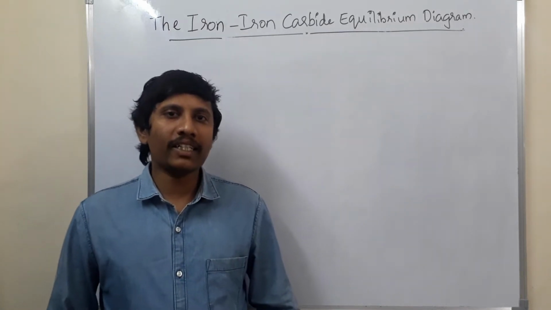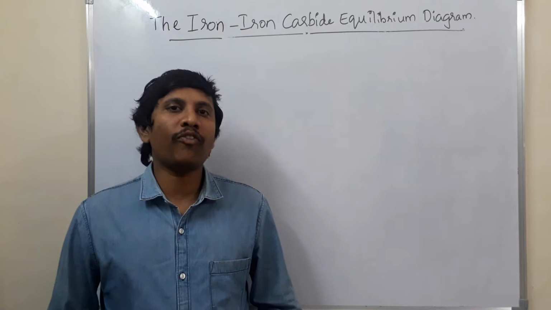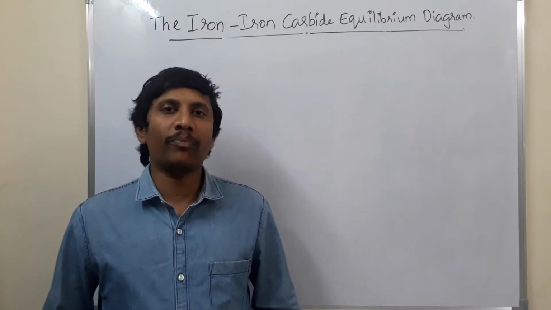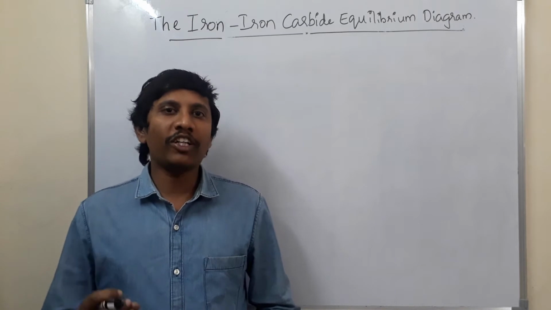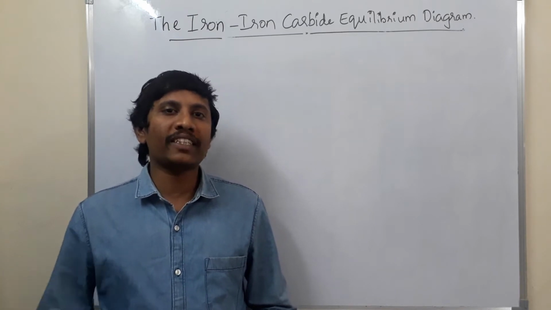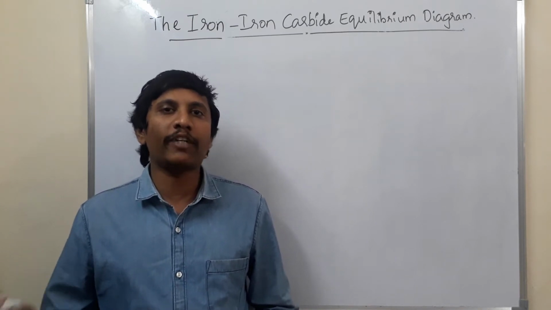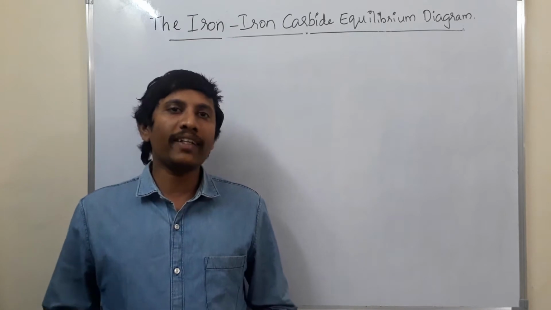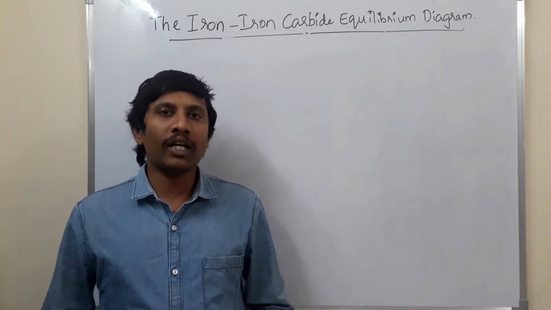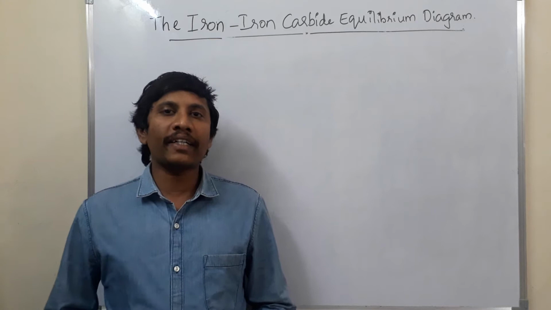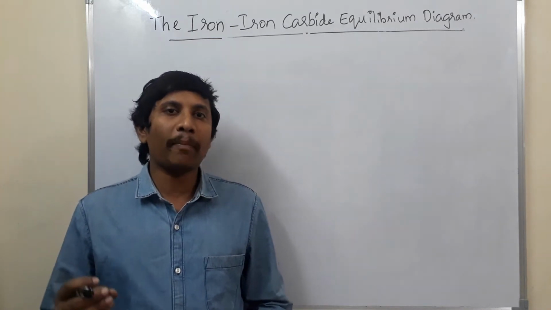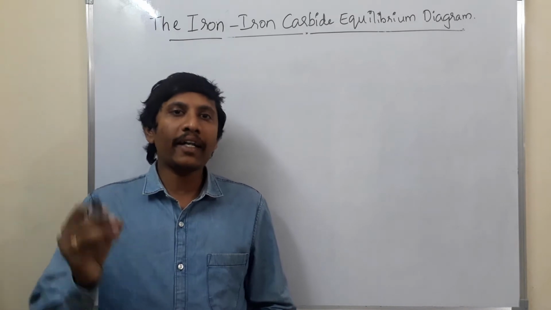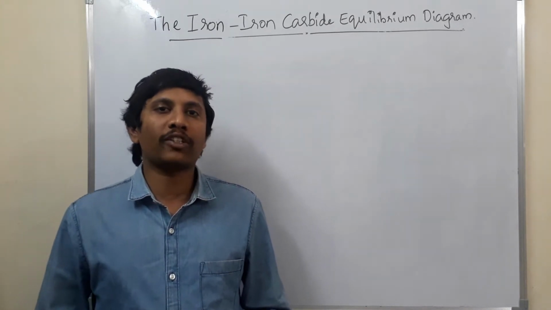So in my last class, in the first lecture of the iron carbide equilibrium diagram, we discussed different invariant reactions occurring in the iron carbide equilibrium diagram. In today's class, we will be discussing the phase transformations occurring in hypoeutectoid steel. We will be discussing the microstructure changes occurring in the cooling of a hypoeutectoid steel.